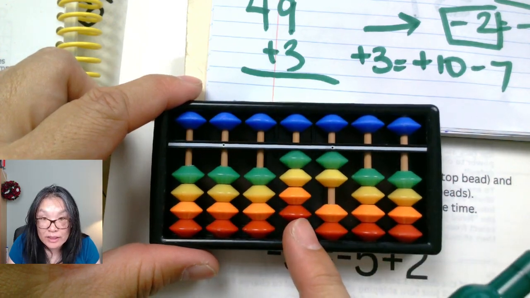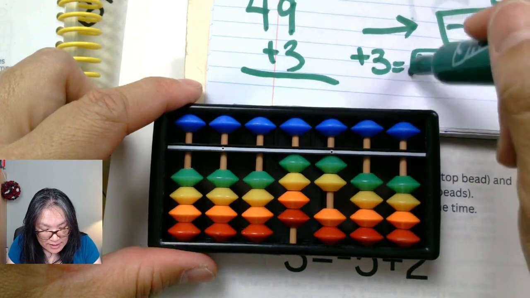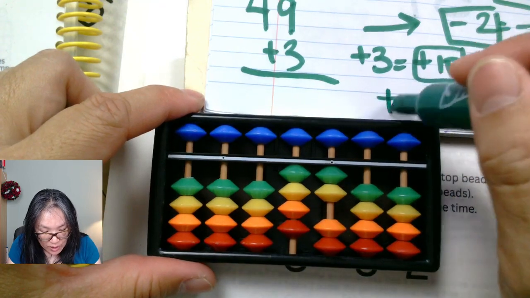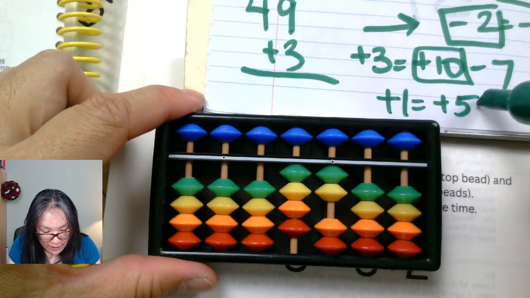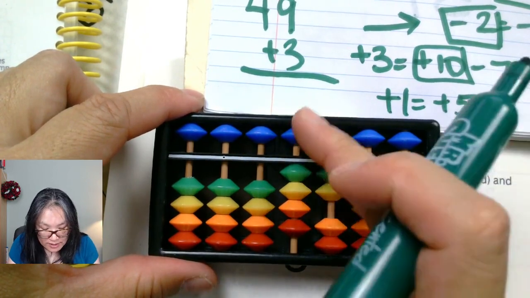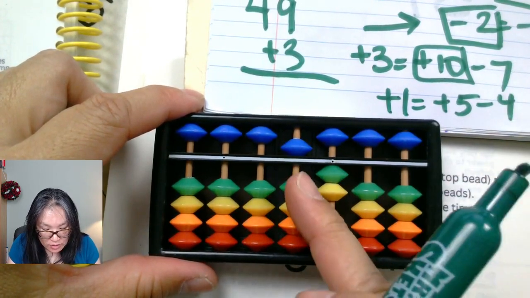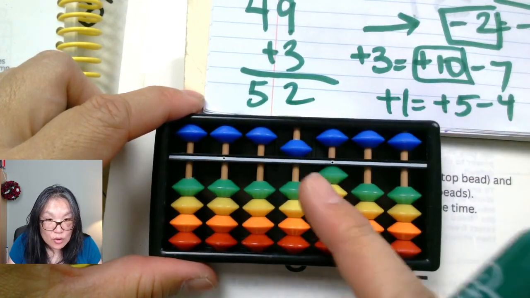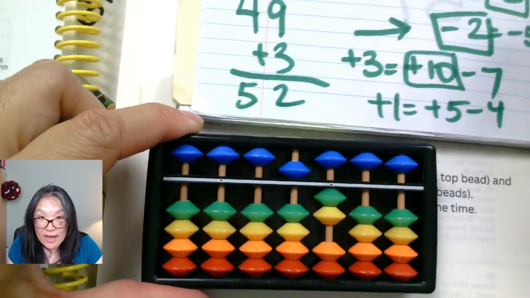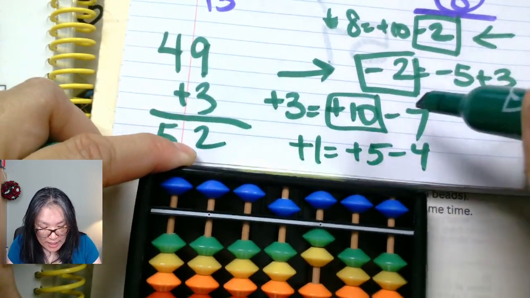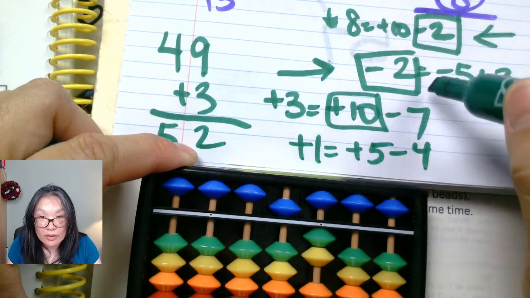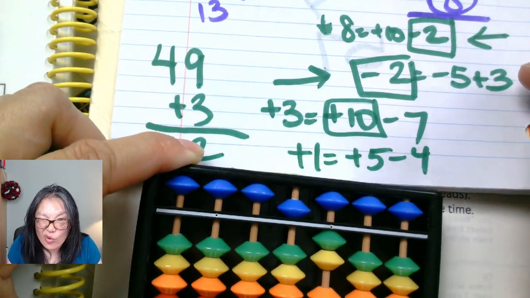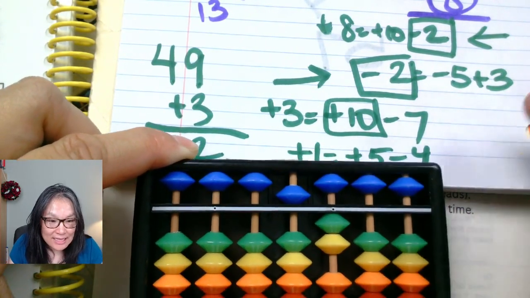I can't add the 1 here. So this is now our two-step. We want to add the 1. To add the 1, we need to plus the 5 minus the 4. So my final answer is 52. So when we look, notice every number has a place, just like organizing, right? Everything has its place.